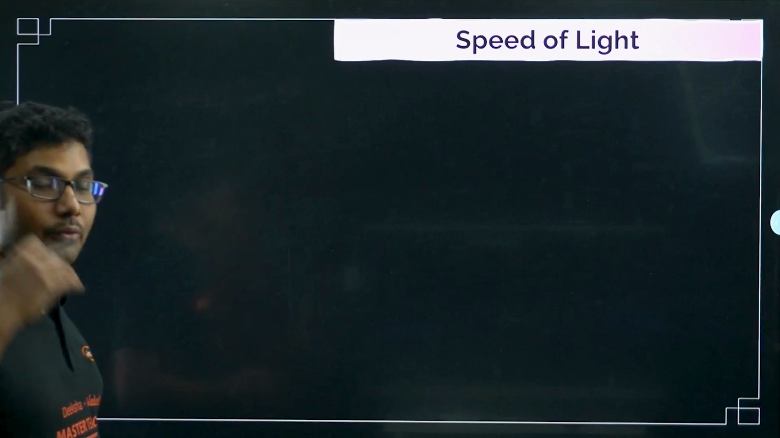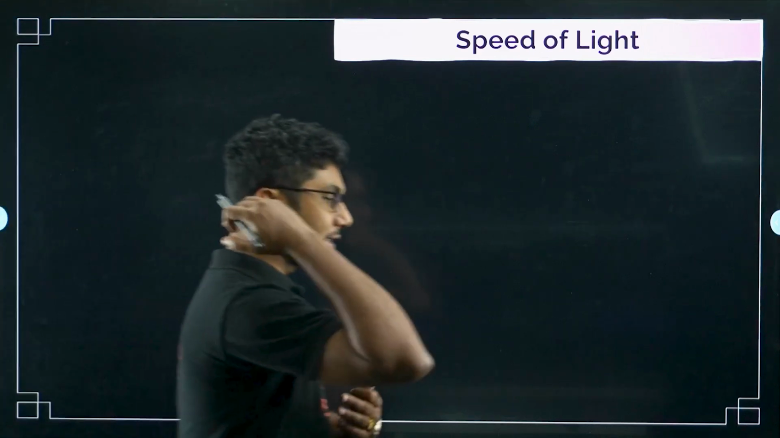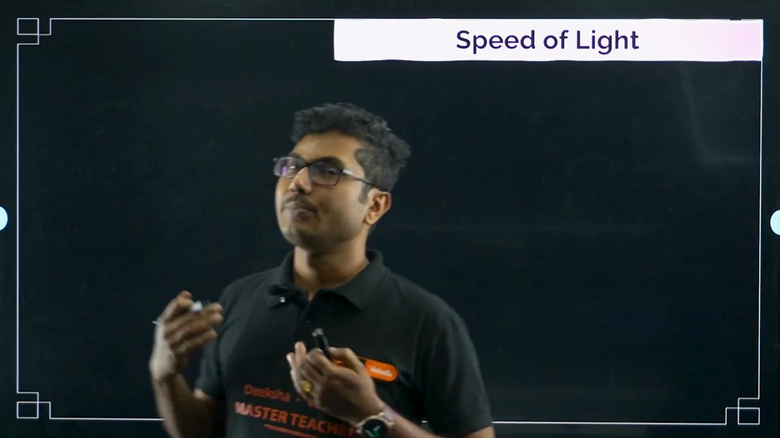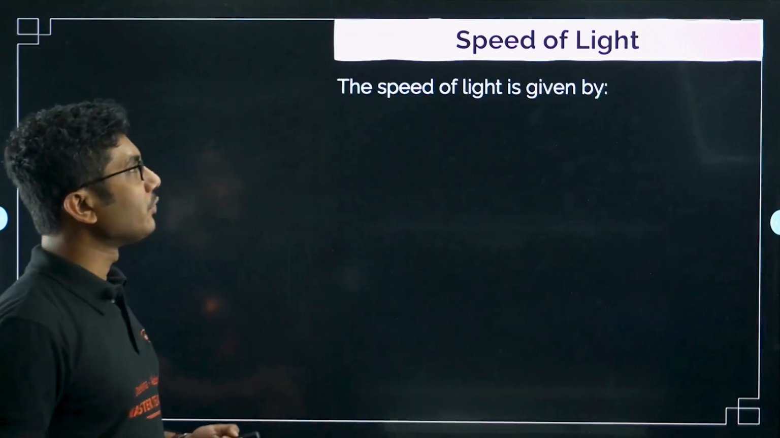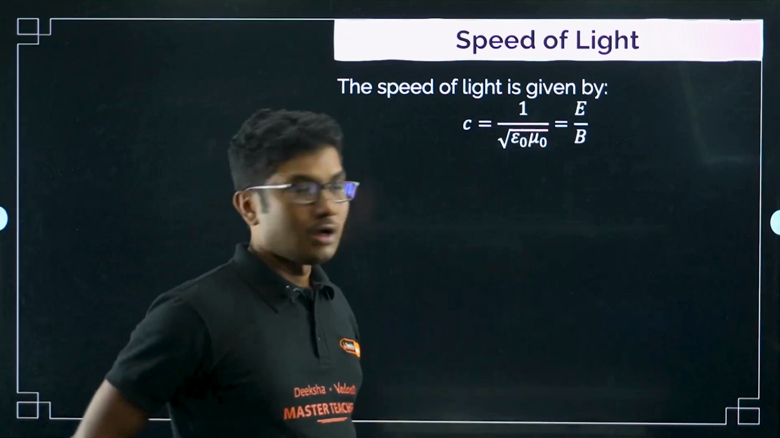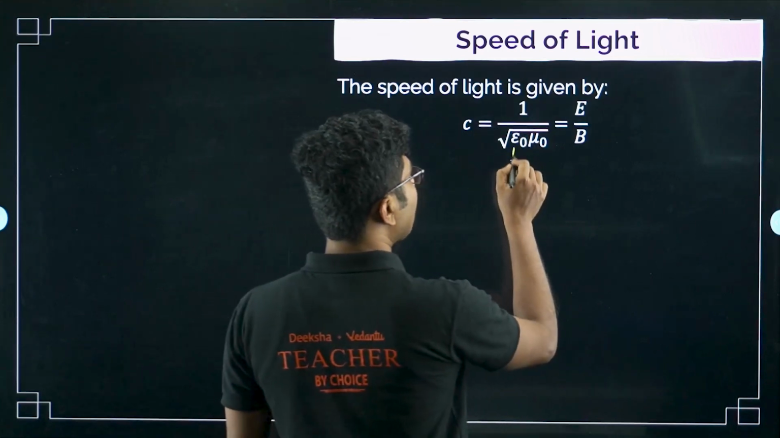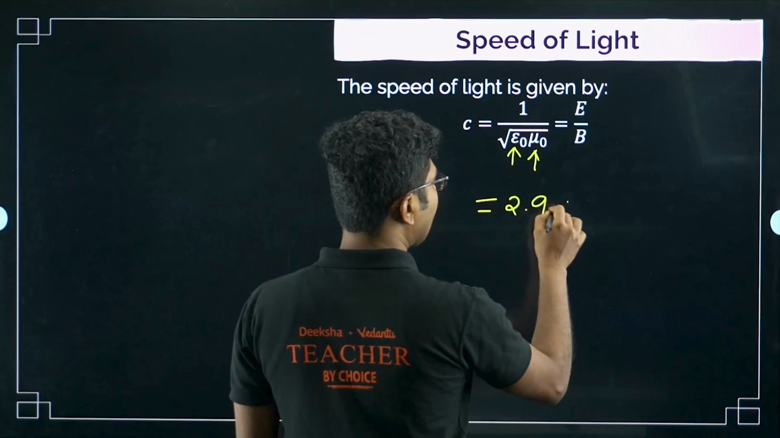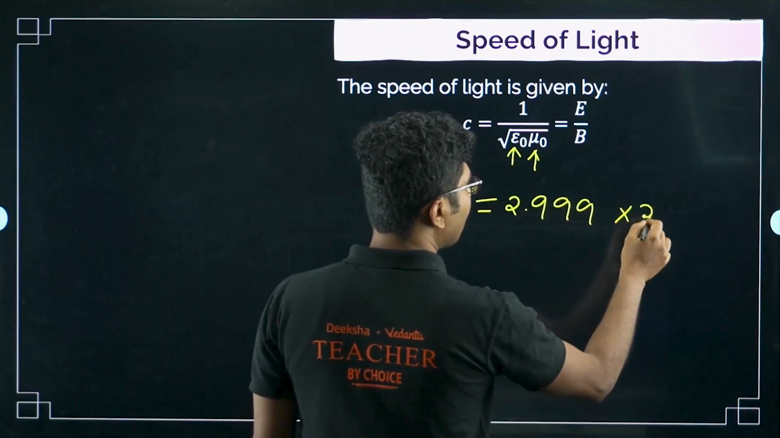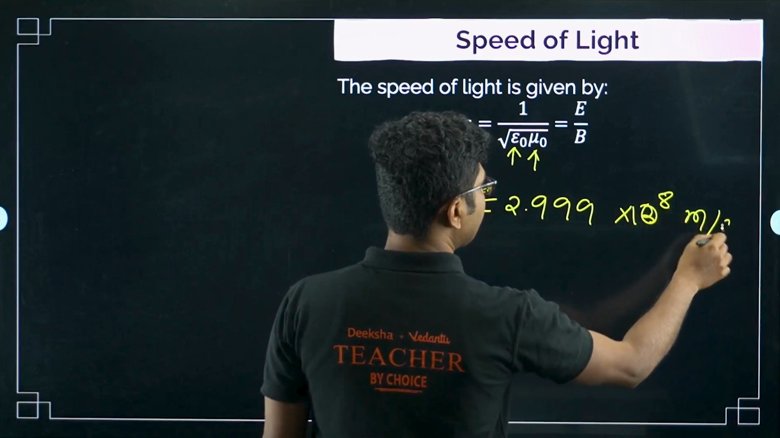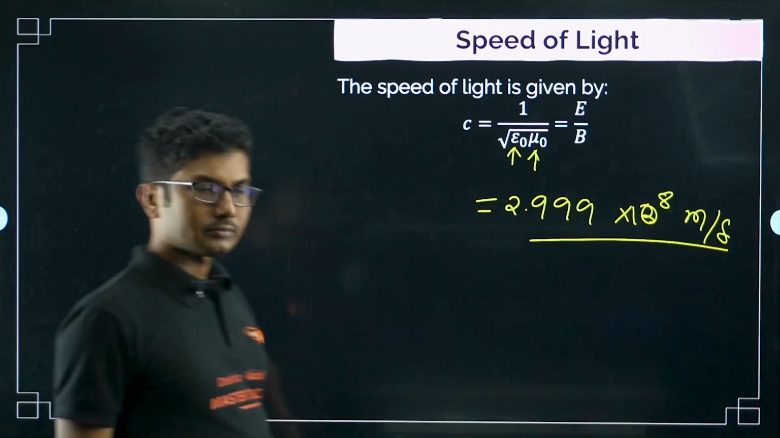And how do we know that it is an electromagnetic wave? Because you get a wave equation, and the speed of that wave turns out to be c equals 1 by root of mu naught epsilon naught, okay? If you put in the values of epsilon naught and mu naught, you will get this value to be 2.999 into 10 to the power of 8 meter per second, which is the speed of light, okay?